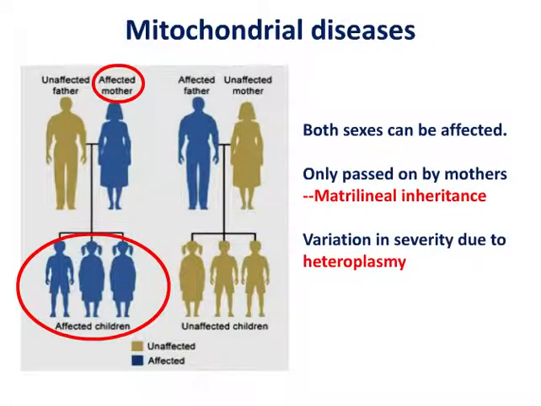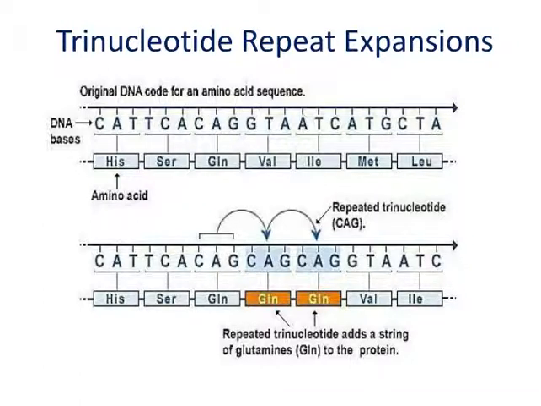A second unique feature of mitochondrial diseases is heteroplasmy. Cells can contain hundreds of mitochondria, each with its own genome. If every mitochondrial genome in the cell carries the exact same mutation, it is homoplasmic. However, if the cells contain a mixed population of normal and mutant mitochondrial genomes, there is heteroplasmy. Variations in the heteroplasmy means there is variation in the severity of expression of the mitochondrial diseases.